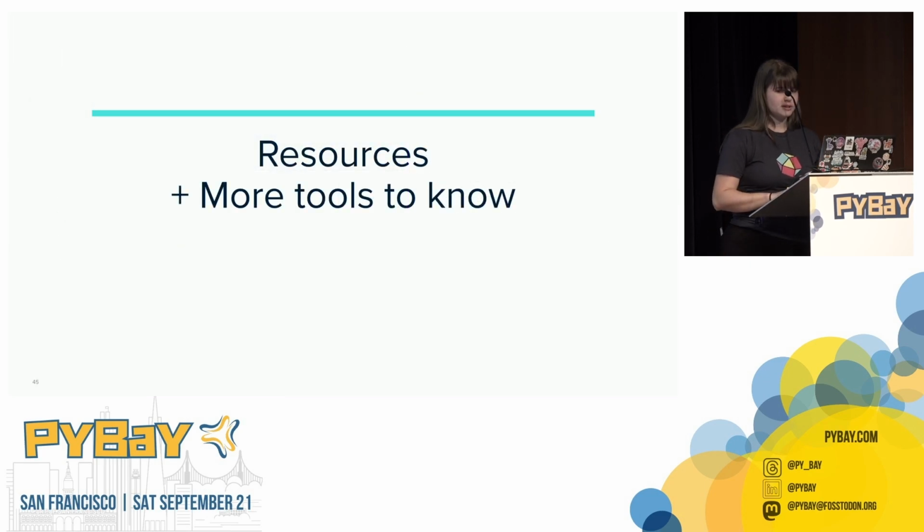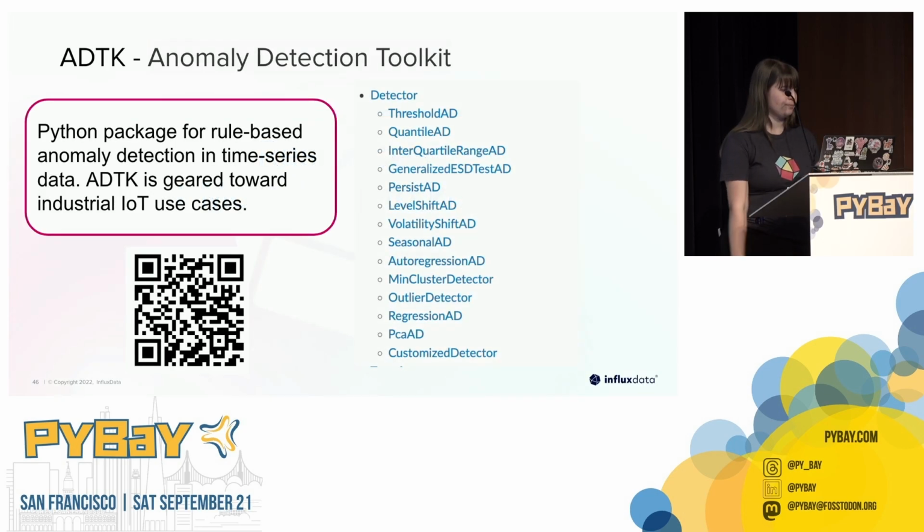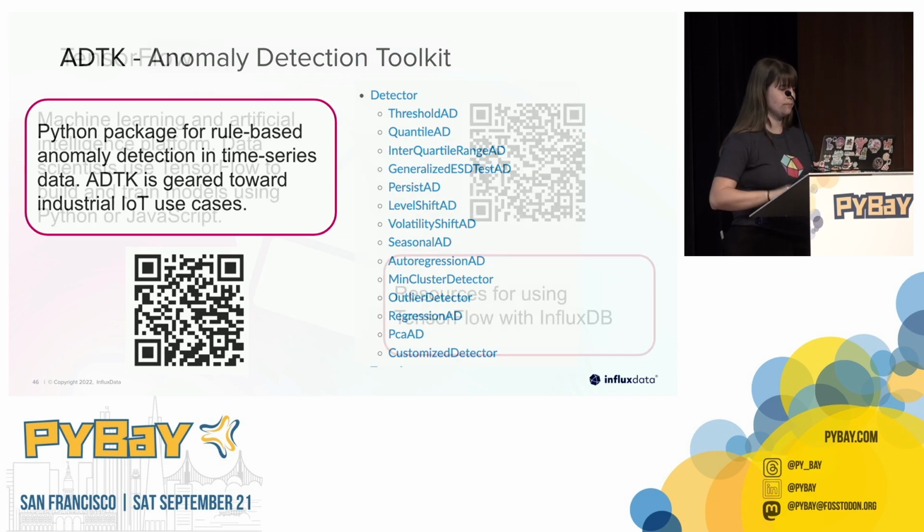So, some resources and more tools to know. This is the big one that I already was talking about, which is a Python package for rule-based anomaly detection, otherwise known as the Anomaly Detection Toolkit. It is geared towards industrial IoT use cases, but as long as you're down with anomaly detection, you can take advantage of all of these. This is just a small screenshot of some of them. Like I said, I think there's 30 or 40 on the full website.